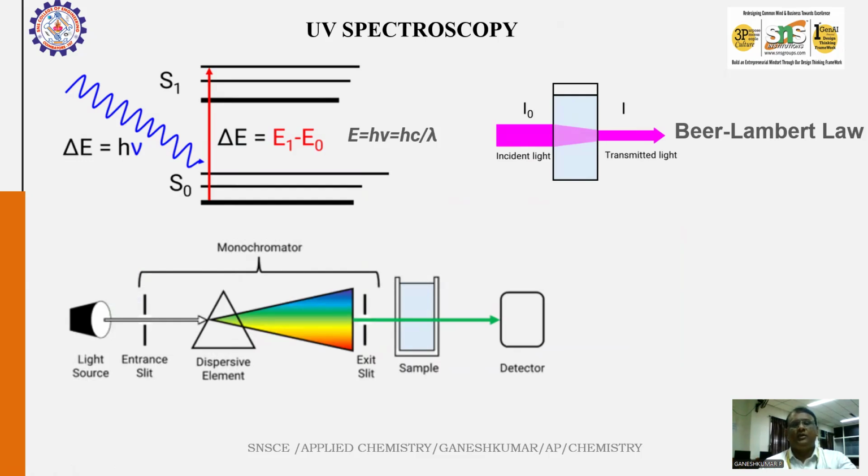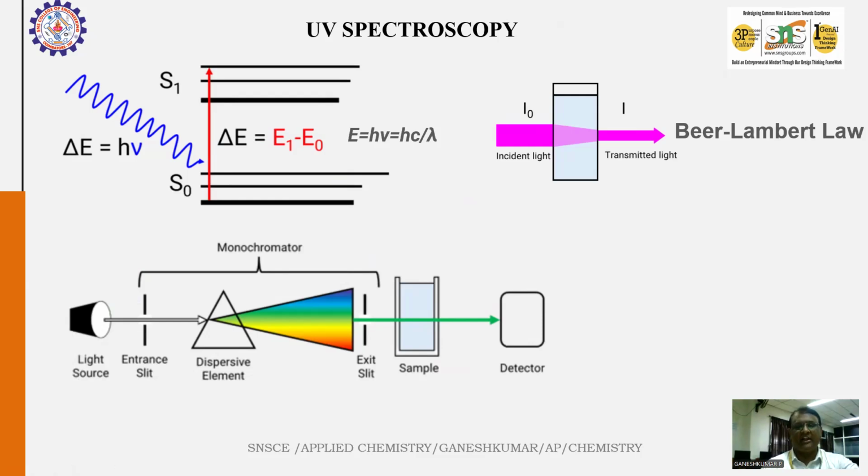And how UV spectroscopy works is based on the Beer-Lambert law. The Beer-Lambert law states that absorption is directly proportional to the concentration. When we increase the concentration, the absorption also increases. There is an incident radiation, and after the absorption happens, there will be an outgoing radiation. It's explained by the Beer-Lambert law. We show it in the diagram.